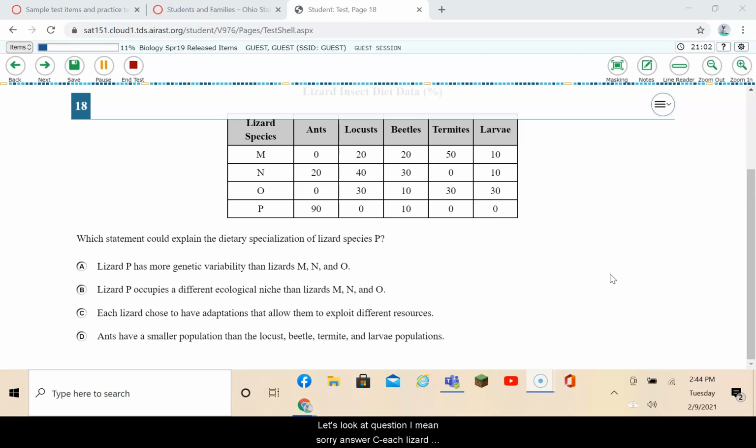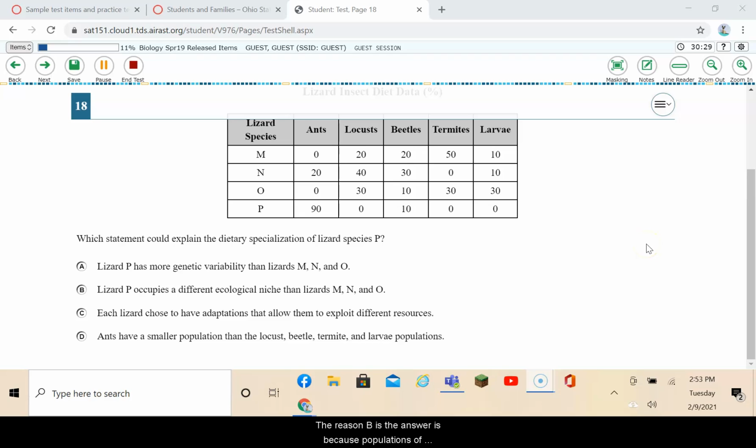Let's look at answer C. Each lizard chose to have adaptations that allow them to exploit different resources. Lizards can't choose their adaptation. D. Ants have a smaller population than locust, beetle, termite, and larvae populations. This is incorrect. The size of the population does not drive an organism to be more dependent on it as a resource for food. The correct answer is B.